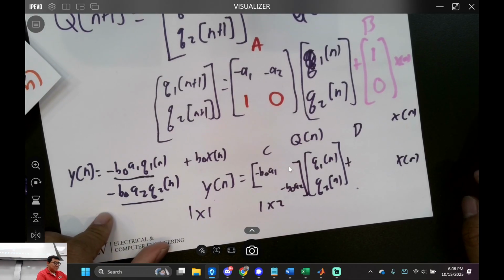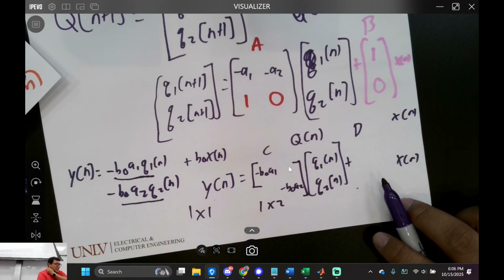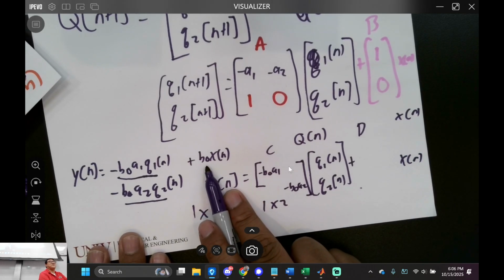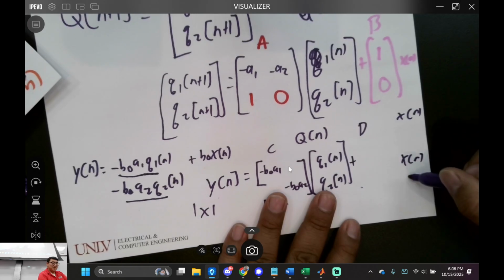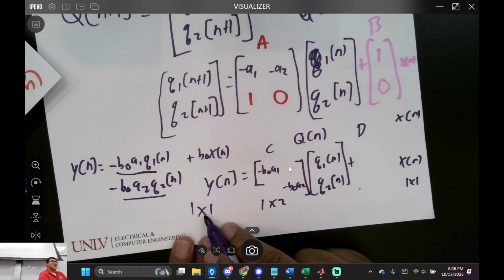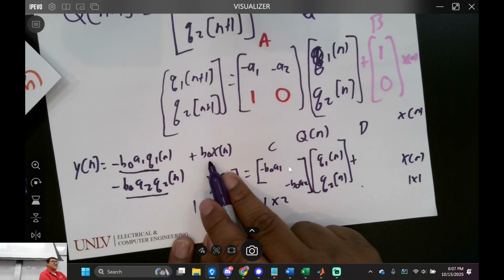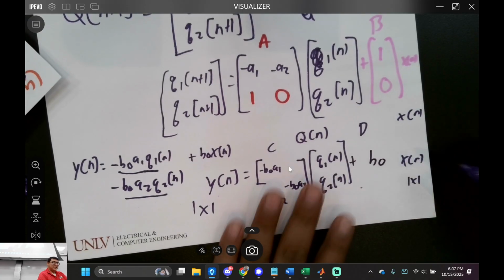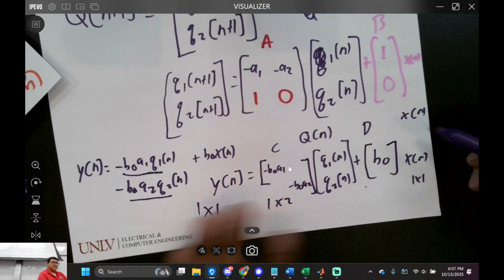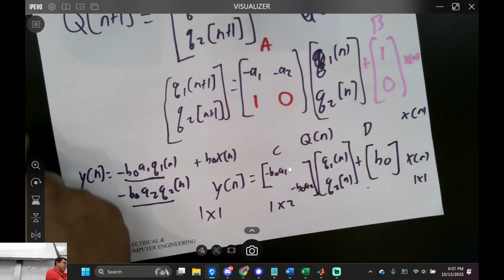And funny enough, D is actually a gain from what I see. So we have a B0 term right there. This is a 1 by 1 matrix, correct? And this is also 1 by 1, so that means this has to be 1 by 1. B0. Does that make sense? And let me just write this with a big happy marker.